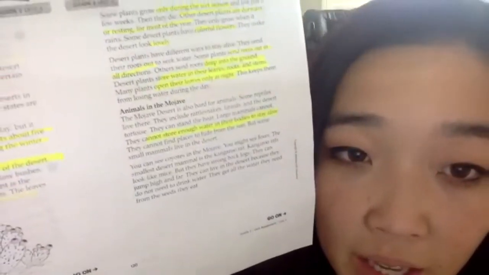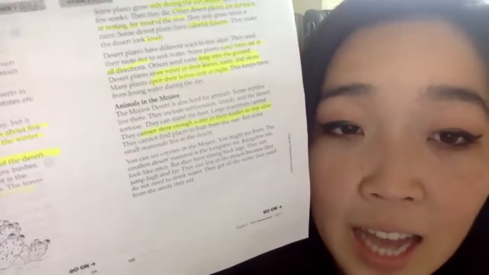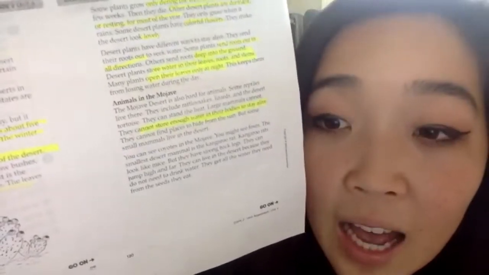Okay. Anyways, let's see. They cannot find places to hide from the sun. So I want you guys to highlight: cannot find places to hide from the sun. But some animals live in the desert.